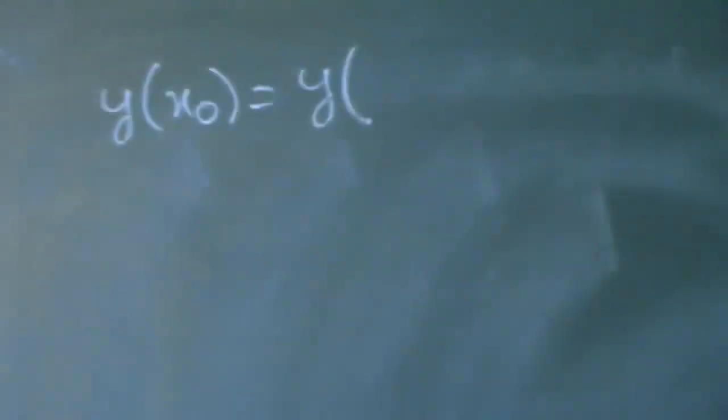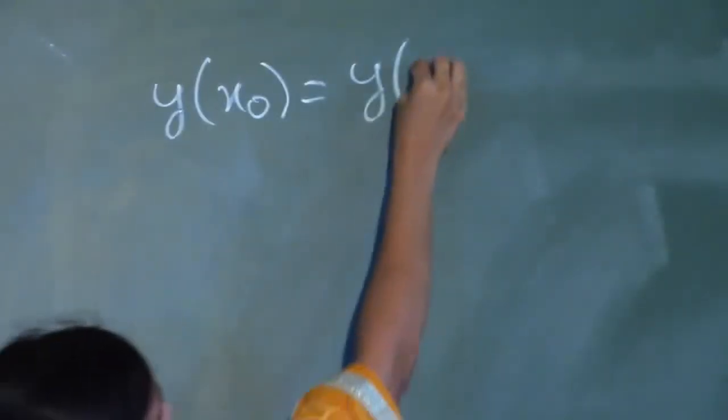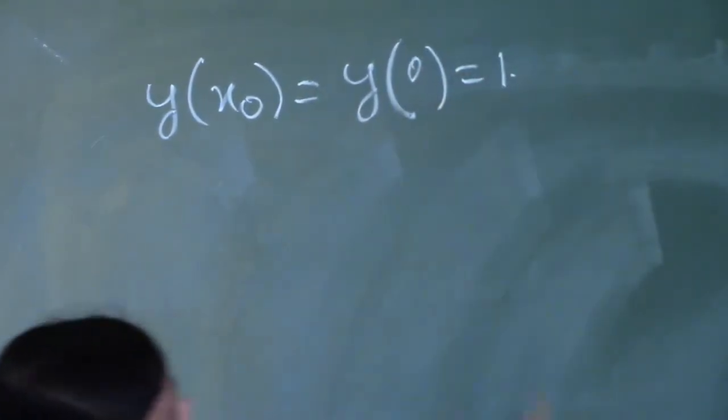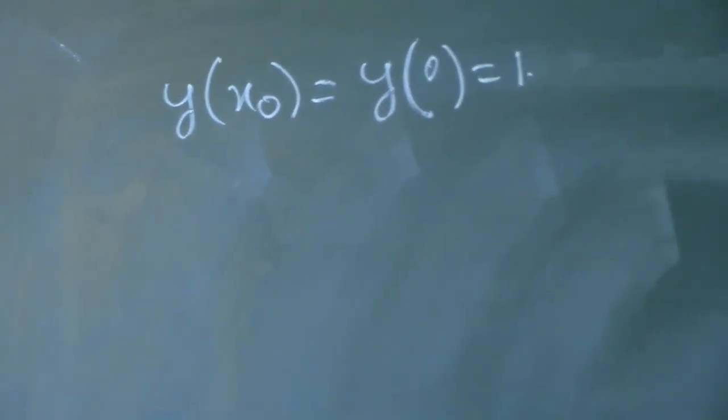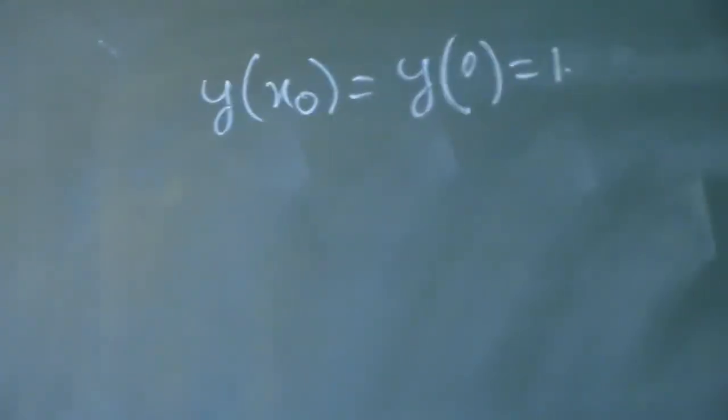In this formula, first we need y of x naught value. So y of x naught, what is your x naught value? So x naught here is 0. So y of 0, he has given y of 0 value is 1. The initial condition y of 0 is equal to 1, therefore y of x naught value itself is 1.